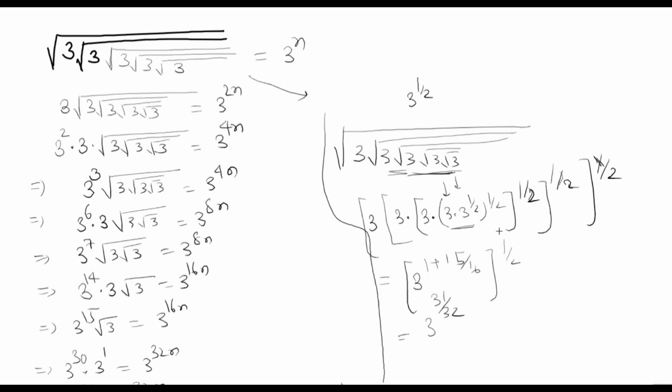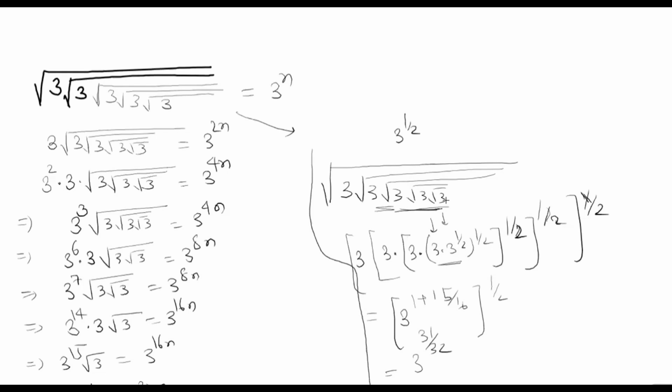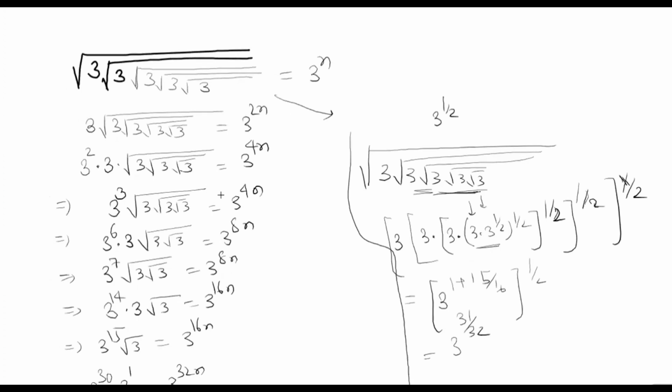So are you getting what I did over here? I'm just looking at this square root of 3 and changing it to 3 to the power 1 by 2. Then the next one after this is 3. So 3 into this, and then the whole thing's power is 1 by 2 because it's a square root. So I put 1 by 2. Then I come to this part, which is again multiplied by 3. This entire thing is to the power 1 by 2. Then I come to this part, which is 3, and the entire thing's to the power 1 by 2. Then I come to this part, 3, and this entire thing's power 1 by 2. If this is confusing, just follow this one. It's fine.